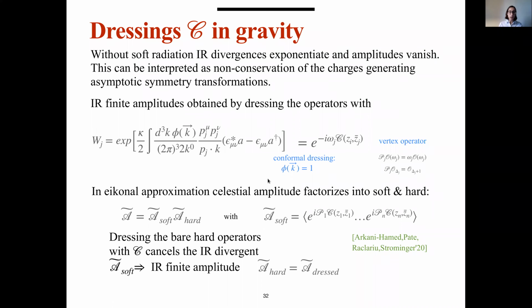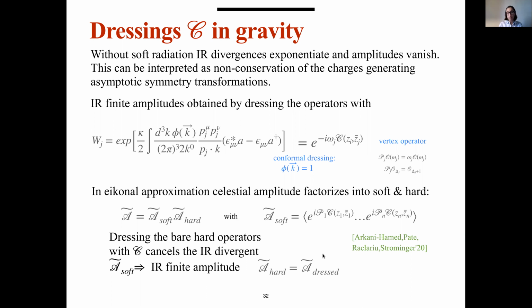And then what we can do is look at the full Mellin transformed amplitudes, which factorize into a soft and a hard part. The soft part is given by this very interesting correlation function of these vertex operators that involve this Goldstone boson. Now if we dress the bare hard operators by this Goldstone boson C, infrared divergences get canceled, and the remaining hard amplitude is a dressed amplitude and is an infrared finite observable. So celestial amplitudes have this very natural conformal dressing where we can nicely write infrared safe observables.